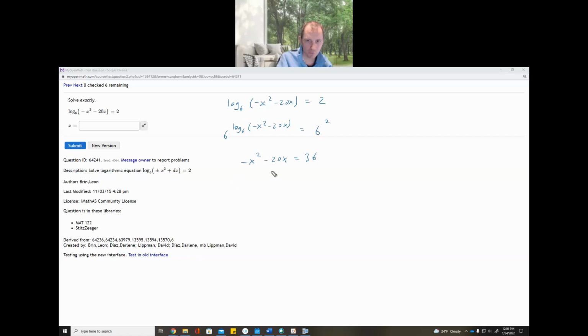And so now I say, oh, okay, I have a quadratic. Let's just go ahead and solve a quadratic. So I'm going to add x squared to both sides, add 20x to both sides. And then we can factor and solve. Now, I do want to take this one through because I want to show you something that we have to be careful of. So let's go ahead and factor this.